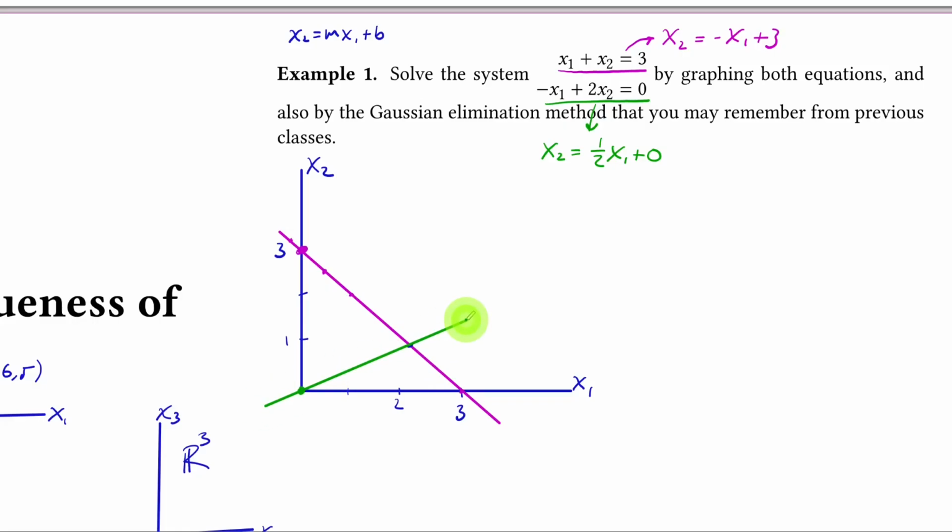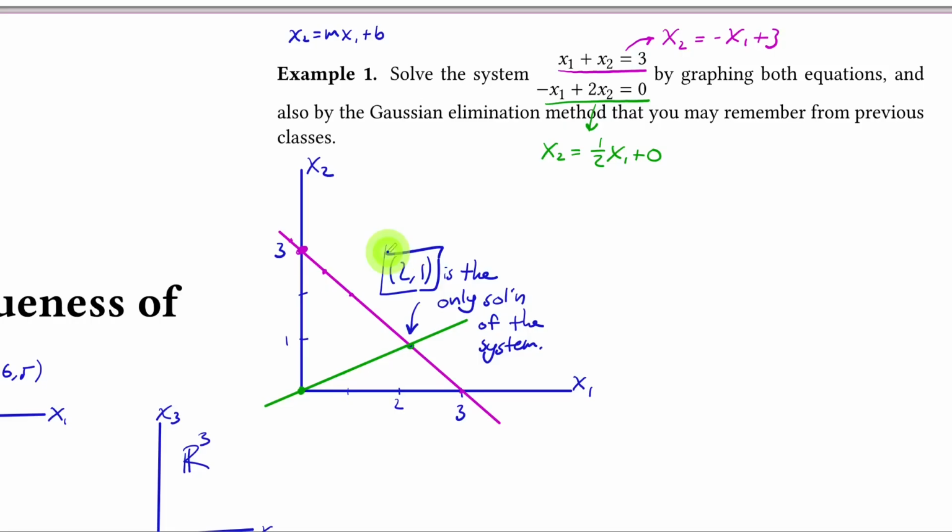Like so. So yeah, this equation also has an infinite number of solutions, like 0, 0, and a bunch of other ones, all these other ones over here. But the one that we really care about is this one here. That's the point 2, 1. And that is the only solution of the system, because these two lines only intersect at that one point. Okay, so that's doing it by graphing.